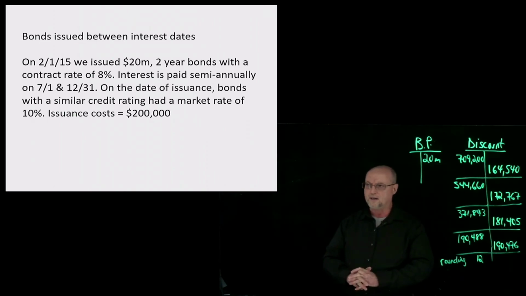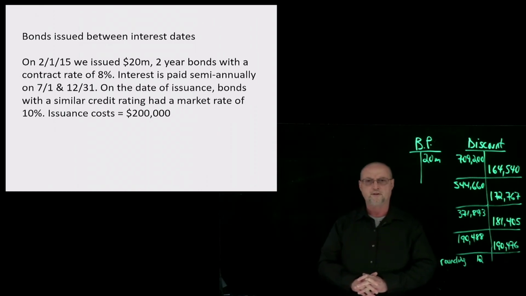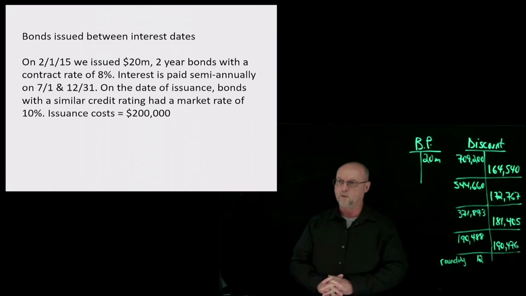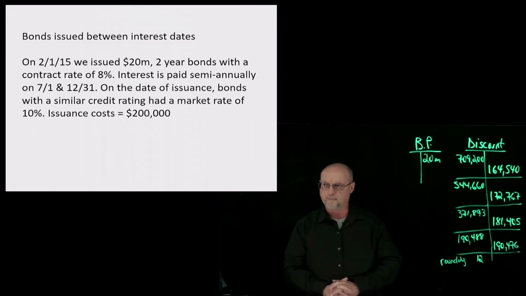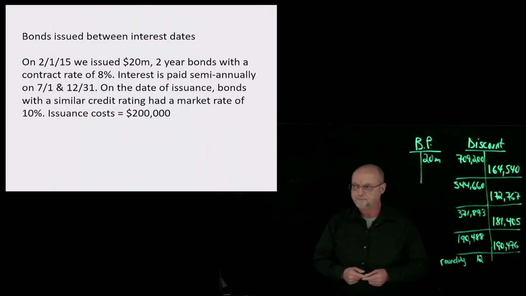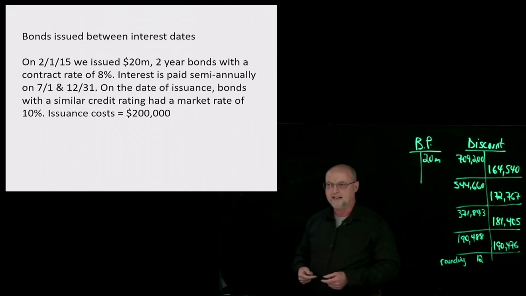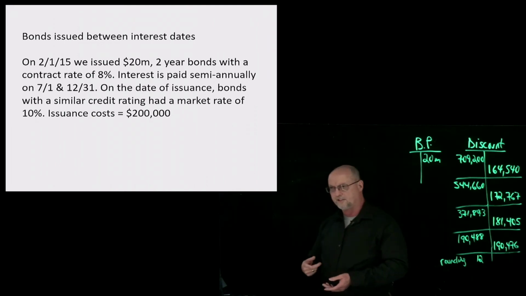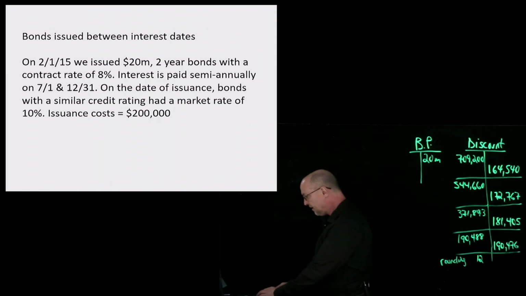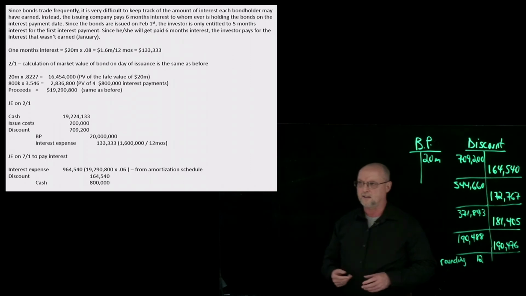So all I've done now is, instead of issuing the bonds on January 1st, I issued the bonds on February 1st, okay? But the interest payments are still July 1st and December 31st, paid semi-annually. Everything else is the same. We even kept the issue costs the same. Now what's going to happen is this, and I'm going to go to the next slide. It's kind of a busy slide. Okay, so we're going to have to kind of look at this together.